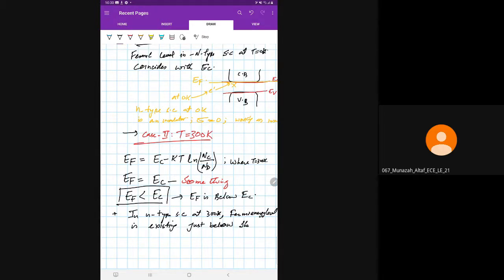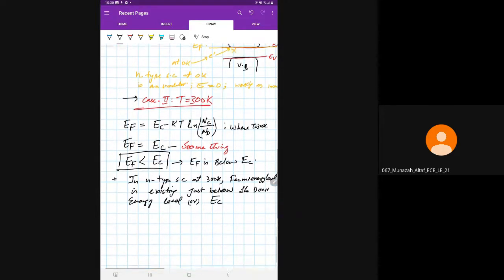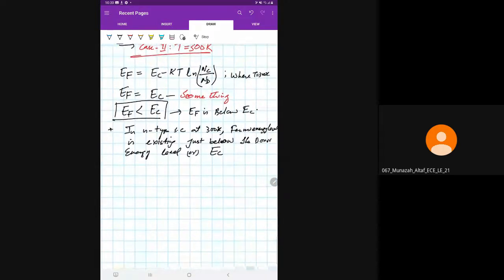Just below the donor energy level, or conduction level, just below the donor energy level or EC, the conduction band energy. Okay, so I'll draw this in this way. The diagram could be drawn in this way.